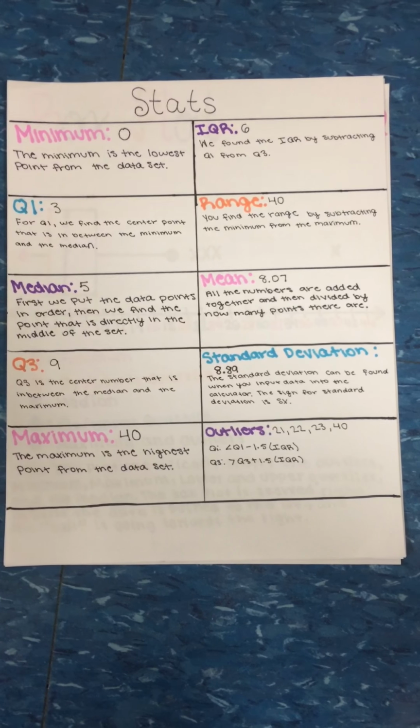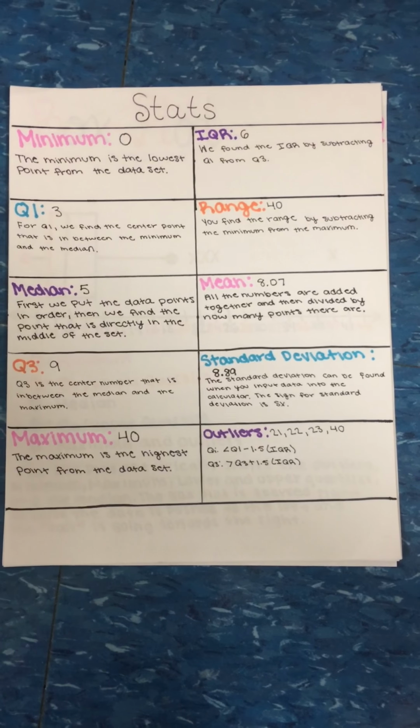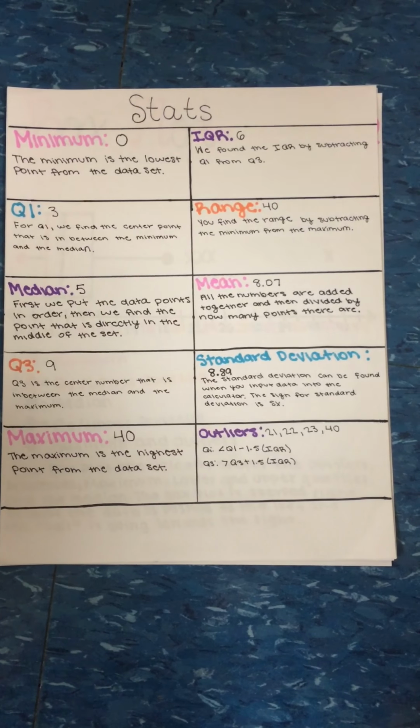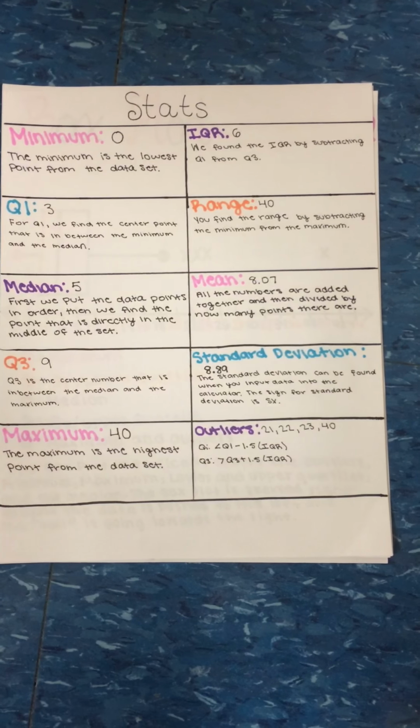The mean is 8.07. All the numbers are added together and then divided by how many points there are. Standard deviation is 8.89. The standard deviation can be found when you input data into the calculator. The sign for standard deviation is SX.